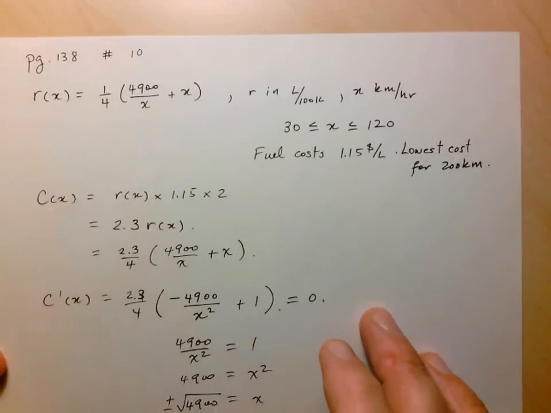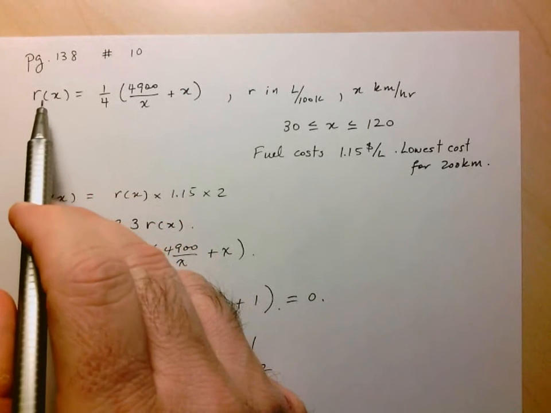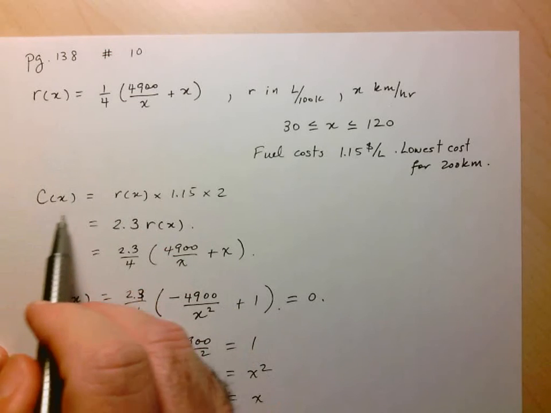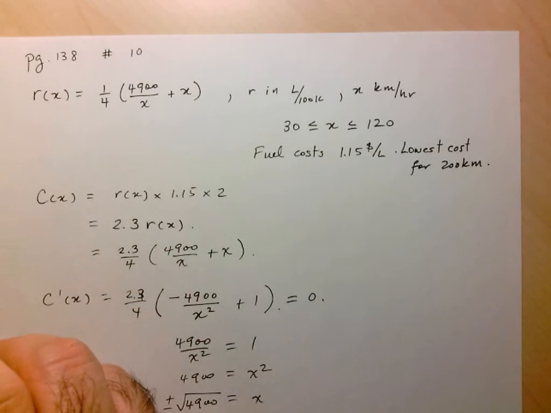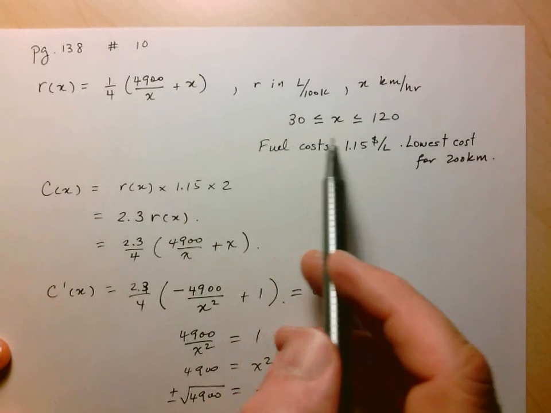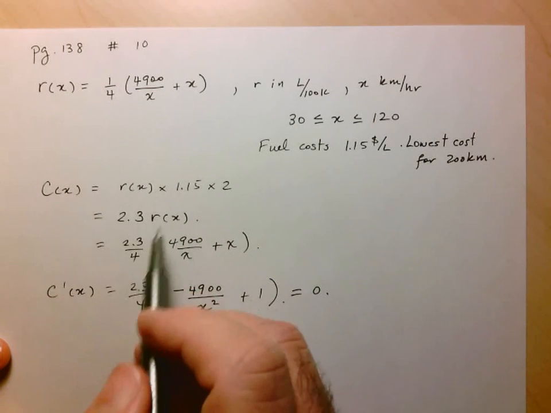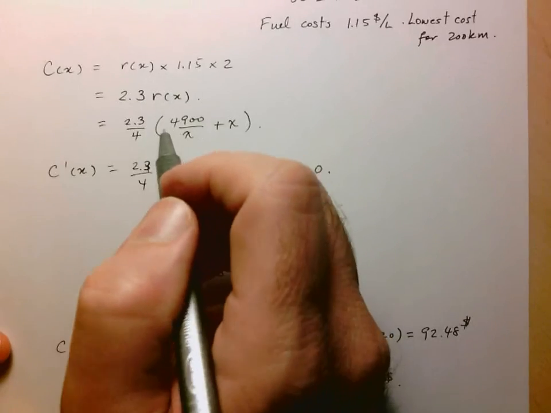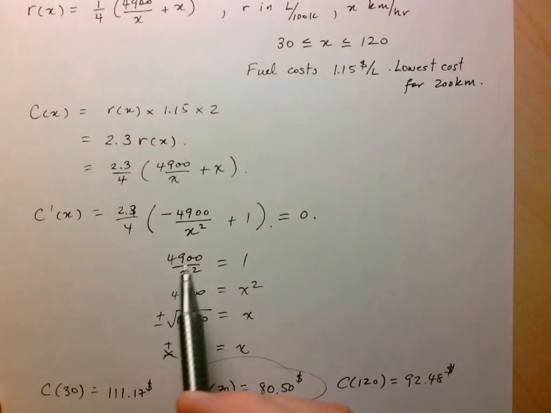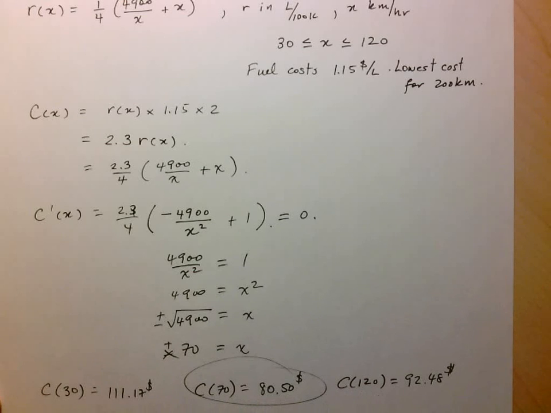Let's just do a quick recap here. We were given a function for the rate of fuel consumption, but what we needed to optimize was the total cost for the 200 kilometer trip. So we had to figure out how to use this function and the other information given to determine a cost function. Then once we have the cost function, which is given over a closed interval, it was just a matter of finding the critical points and testing the cost function at the critical points and the two endpoints to find our optimal value. Okay, that's it.